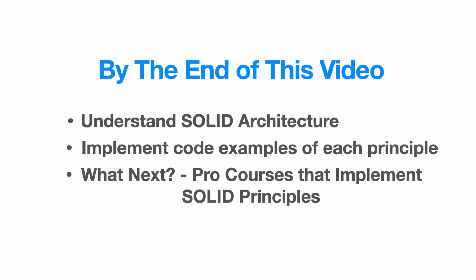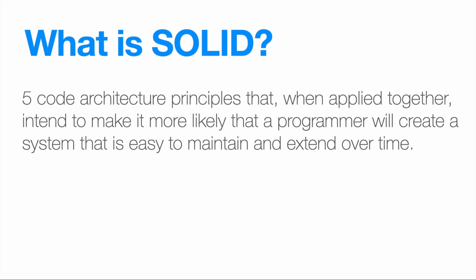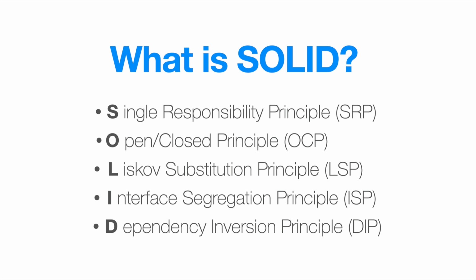So guys, let's go ahead and get started with an overview of S.O.L.I.D and what it is. It's basically 5 code architecture principles that, when applied together, intend to make it more likely that a programmer will create a system that is easy to maintain and extend over time. So let's do a deeper dive into what each principle is here, guys, and then we're going to get started with the code. So we have S, which stands for Single Responsibility Principle, or SRP. O, which is the Open Close Principle. Then we have Liskov Substitution, Interface Segregation, and Dependency Inversion.